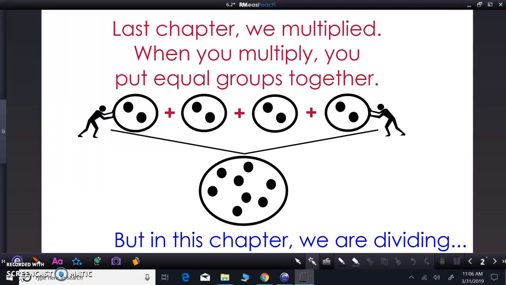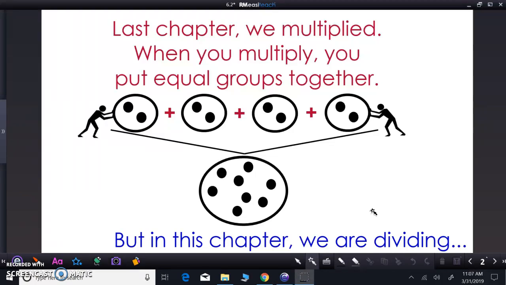Last chapter, Chapter 3, we multiplied. When we multiplied, we put equal groups together in order to find a total. The groups represented one of our factors. The number of items in each of our groups represented another factor. And we were looking to find the total number of objects, which was our product.